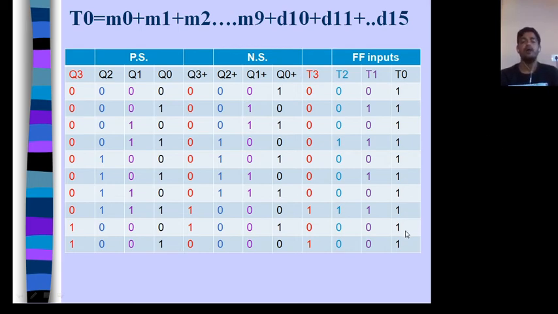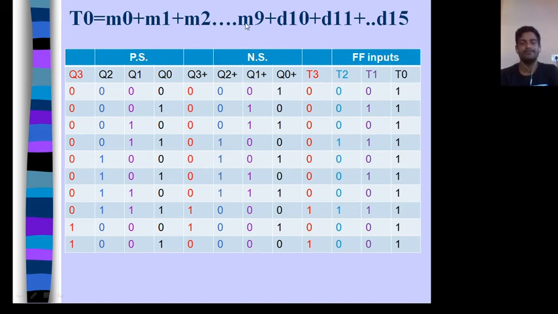Okay. Now what will you do? Now you will solve with the help of a 4 variable K-map, because there are 4 flip-flops, Q3, Q2, Q1 and Q0. What will be T0? Just write it in terms of minterms. T0 is M0 plus M1 plus M2 plus M3 plus M4 plus M5 plus M6 plus M7 plus M8 plus M9.